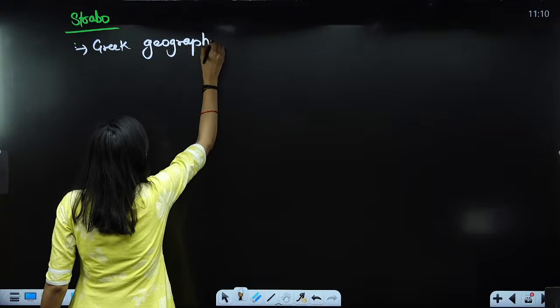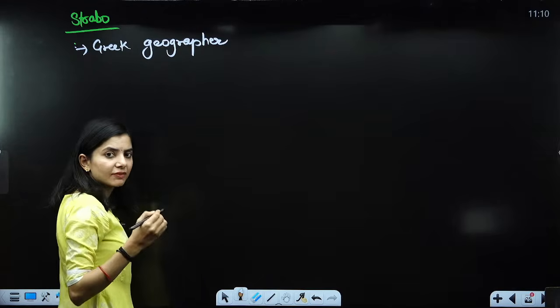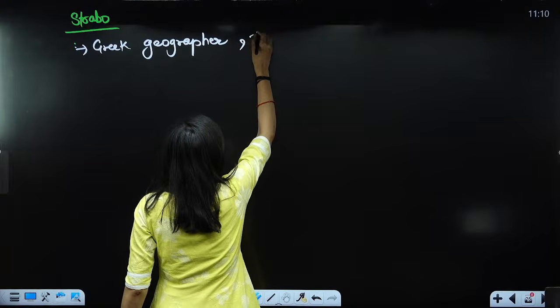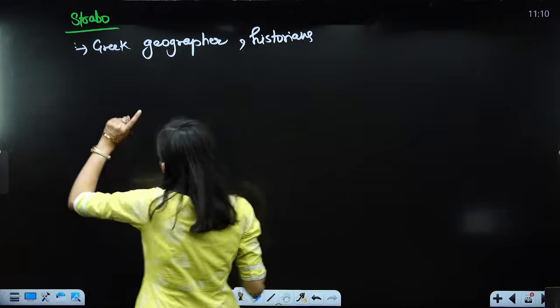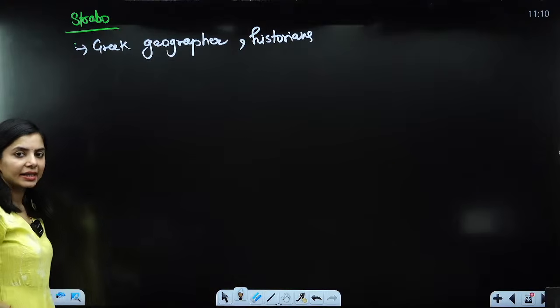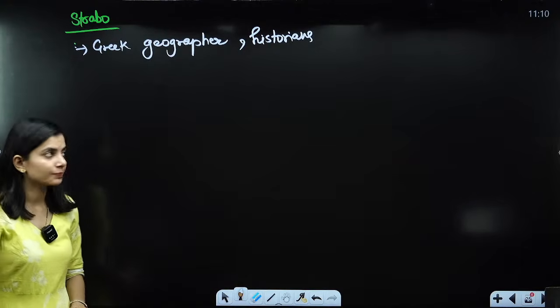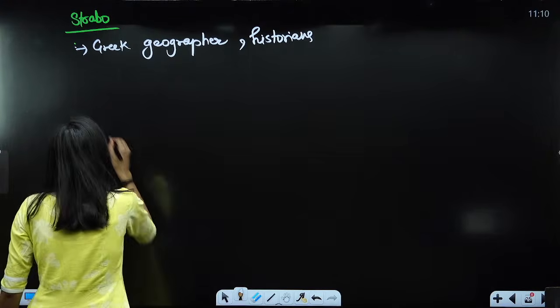So who basically traveled from one area to another because he was a geographer and historian. Strabo was not directly classified as an anthropologist. Now, what did Strabo do?